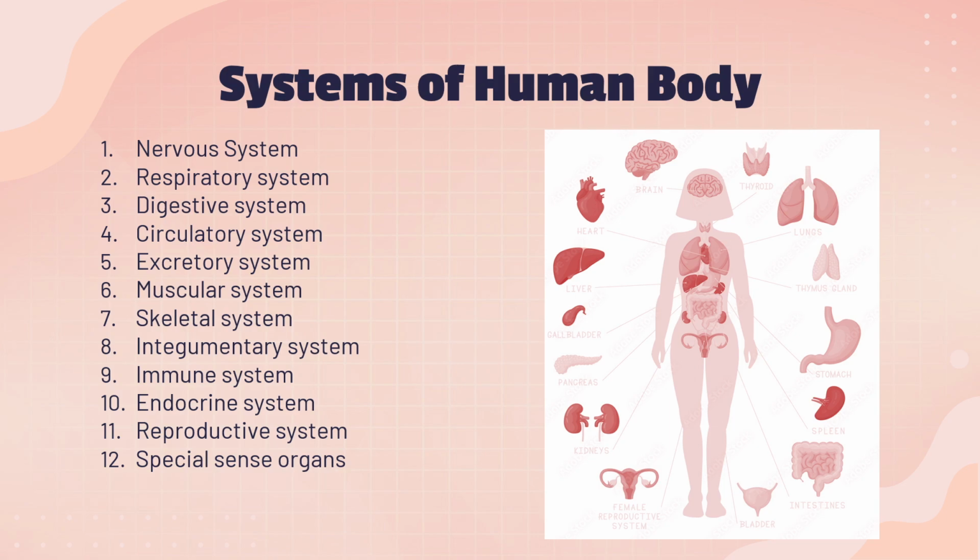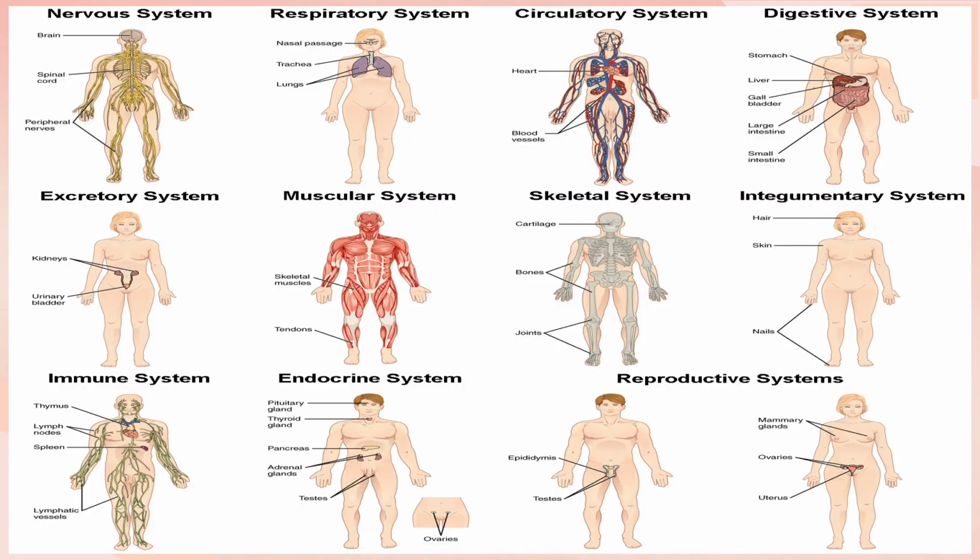In this, there are 12 systems present in the body, right? So the first system is the nervous system, then second is the respiratory, third digestive system, circulatory system, excretory system, then muscular system, skeletal system, integumentary system, then immune system, endocrine system, reproductive system, and the special sense organs. Okay, so we will see each system one by one. Before that, we will see the diagrams of each system.